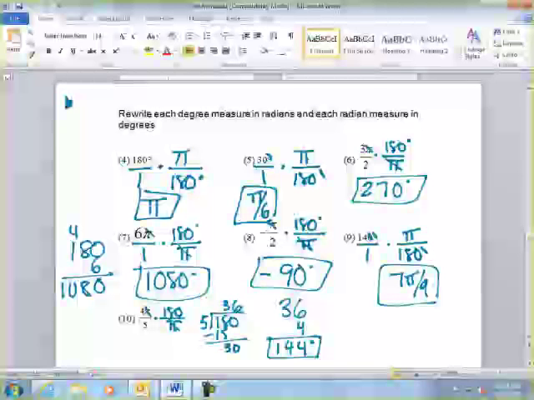Will you mark this off if you don't put the little degree circle? No, if you don't put the degree circle, I wouldn't take anything off.